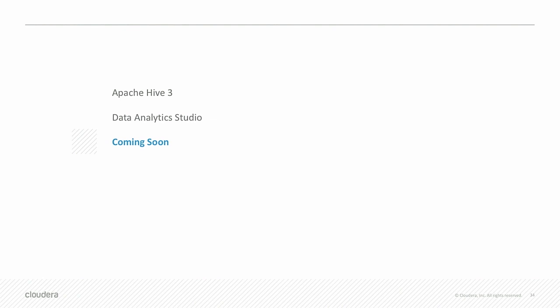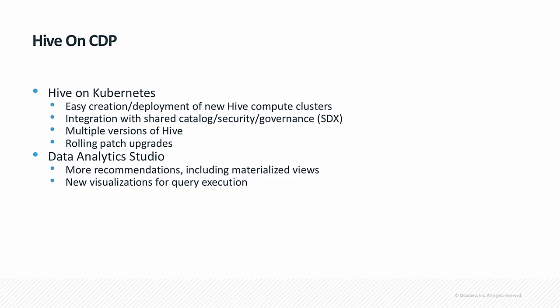So now we can talk a little bit about what's coming up for Hive. The stuff that I talked about is available in HDP, and all of this and more will be available for the upcoming CDP for Cloudera. So what are we looking at? We're talking about Hive on Kubernetes: easy and fast creation of deployments for new Hive compute clusters. If you want a new Hive server and LLAP, you can deploy a new one with a few clicks of a button.